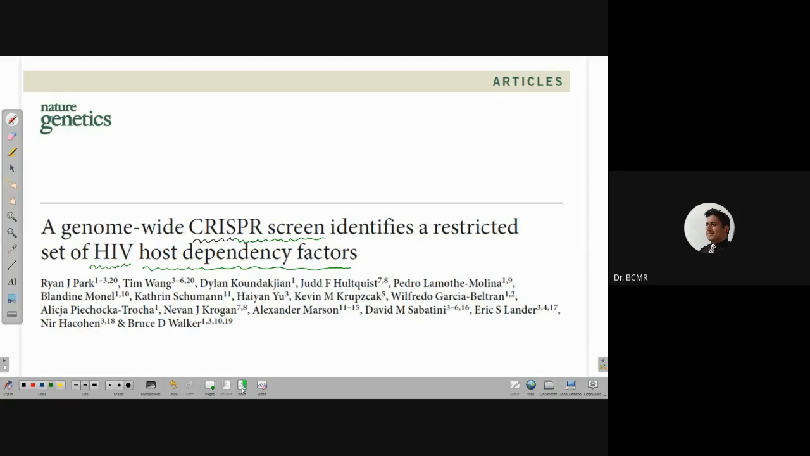Every time we approach a paper, we should identify the subject of the paper. The subject of the paper is HIV. The approach is CRISPR, a screen based on CRISPR, a genetic screen.